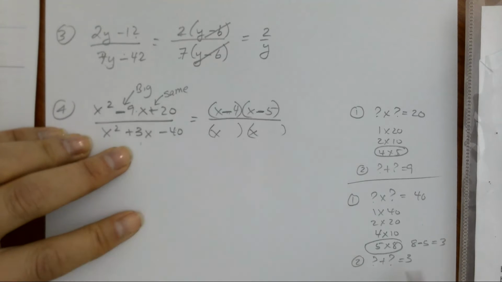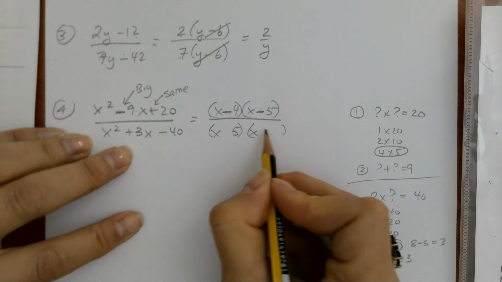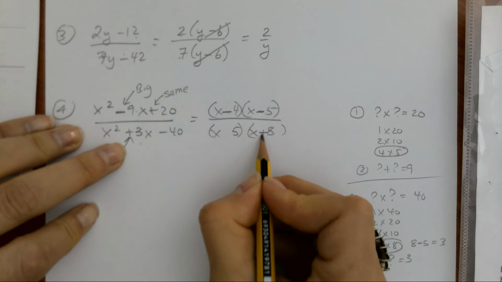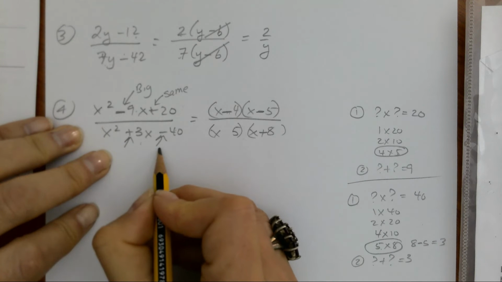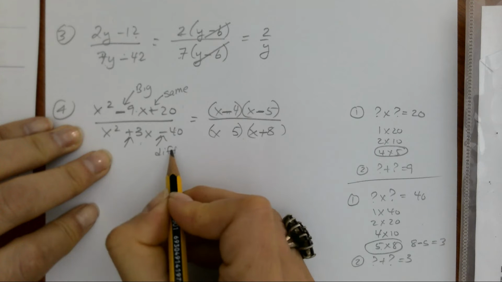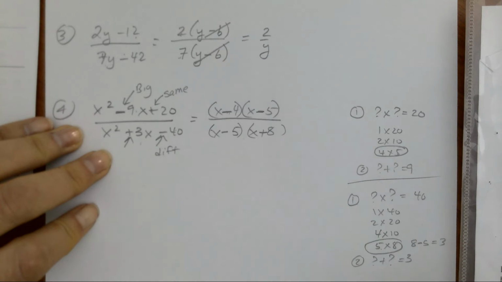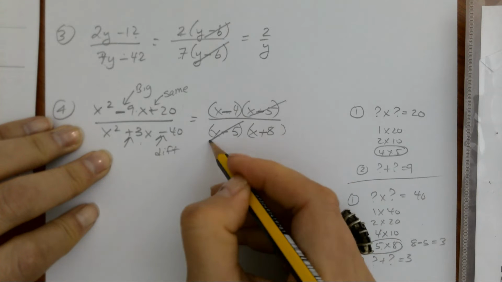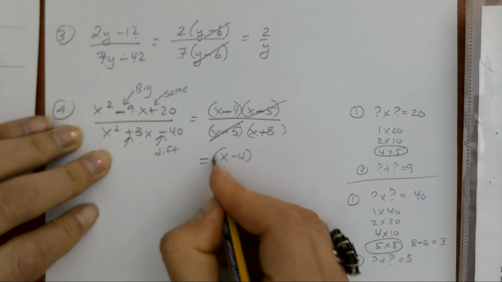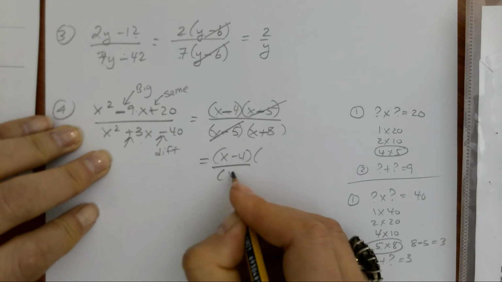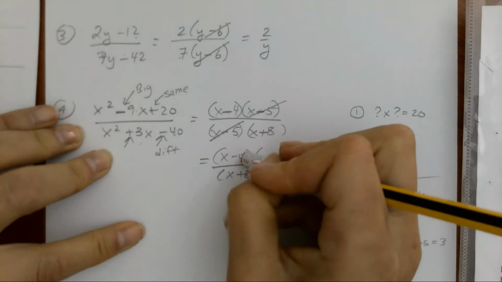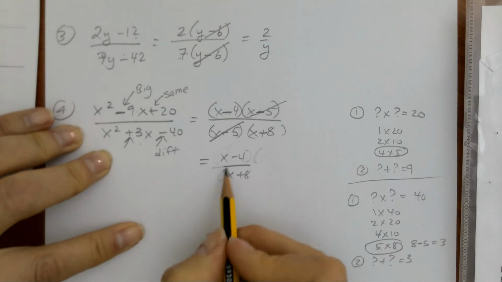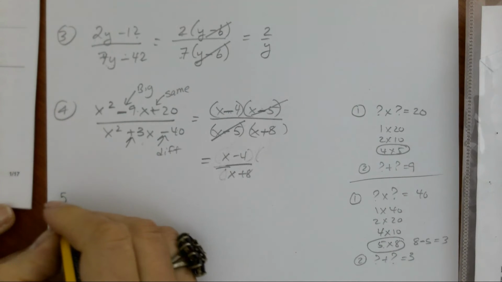So I'm going to put 5 and 8, and this says the bigger number gets the plus, and this one says they're different. So that's a plus, that's a minus. And now I go, oh, look, same over same. So that's equal to x minus 4 over x plus 8. Oh, you don't need brackets, especially with my math lab. They might get grumpy with you. Like that. Okay, question 5.